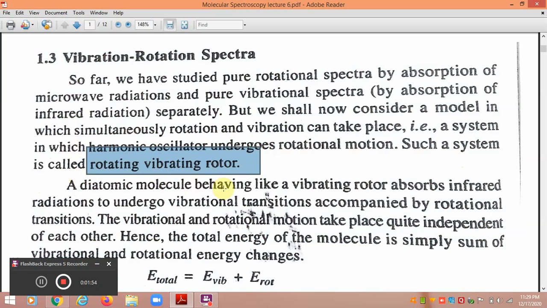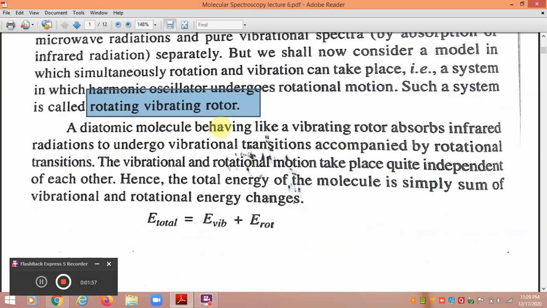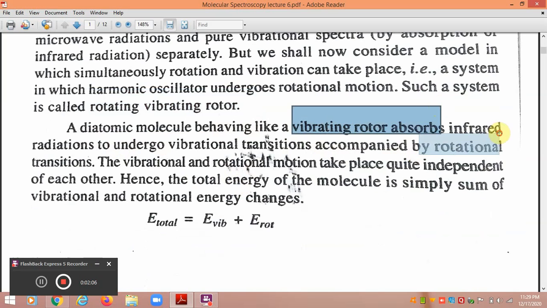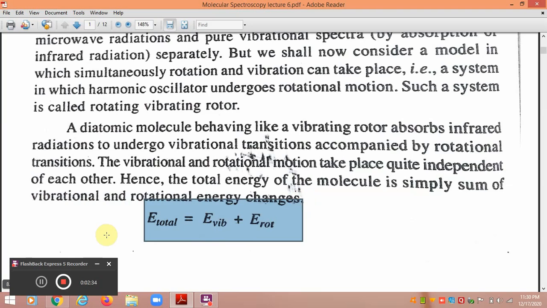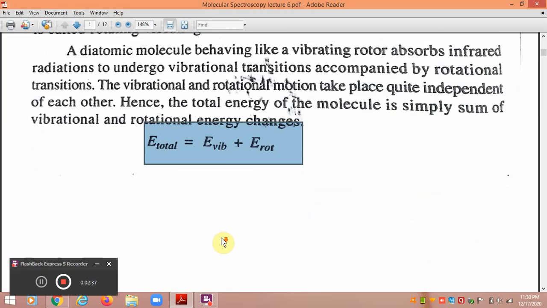So this is very simple. A diatomic molecule behaving like a vibrating rotor absorbs IR radiation to undergo vibrational transitions accompanied by rotational transitions. So this diatomic molecule, which behaves as a vibrating rotor, absorbs IR radiation, and it will undergo vibrational transitions as well as rotational transitions. This vibrational and rotational motion take place quite independently, and hence the total energy of the molecule is simply the sum of vibrational and rotational energies. So the total energy of this vibrating rotor is the sum of the vibrational and the rotational energy.